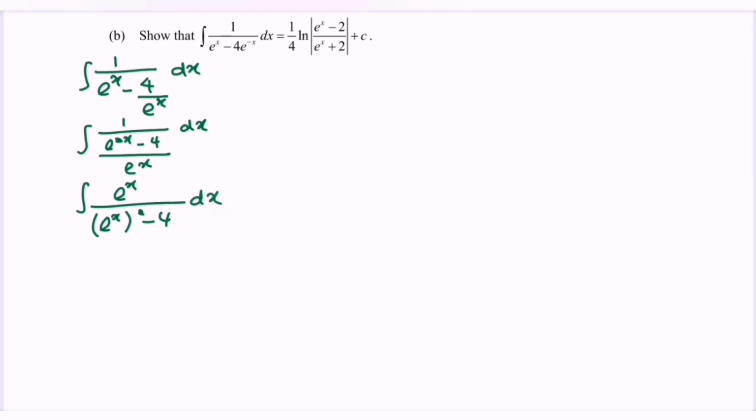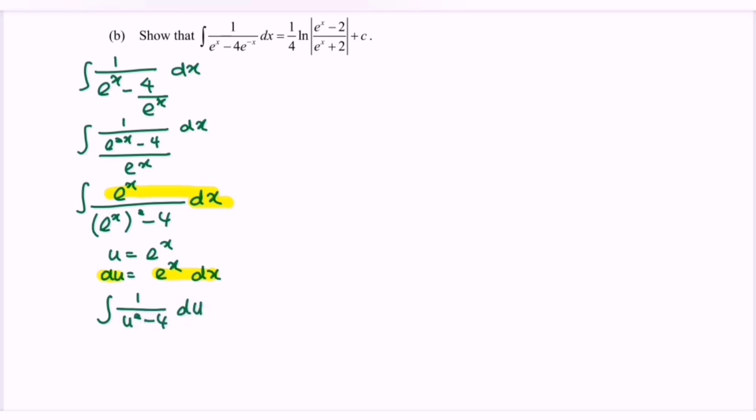So from here, we notice that we can let u equal to e to the x. If we differentiate, we will have du over dx equal to e to the x. And we notice that e to the x dx is equal to du. So kindly substitute. So here we will have the integral of 1 over u squared minus 4 du.